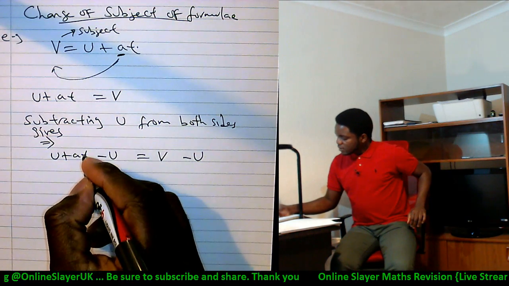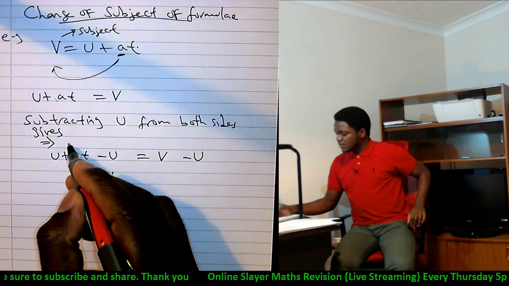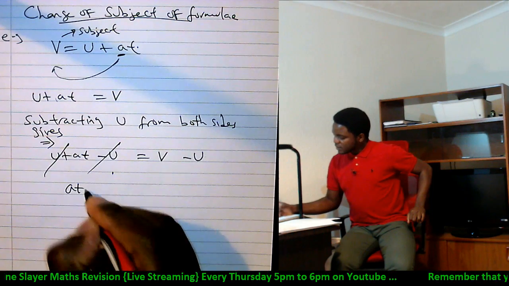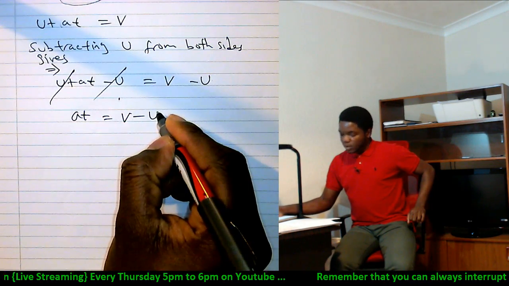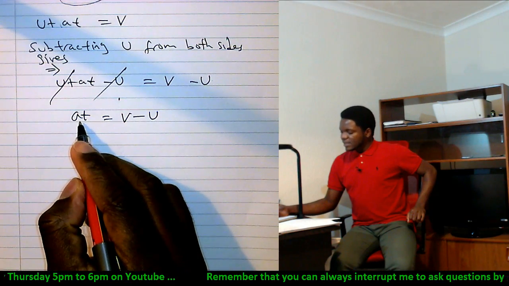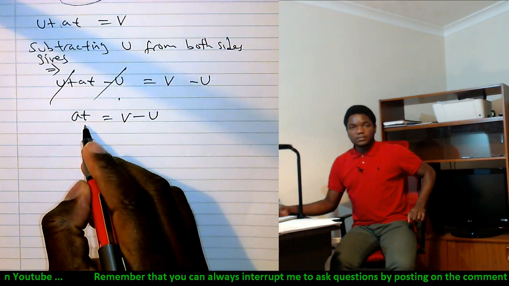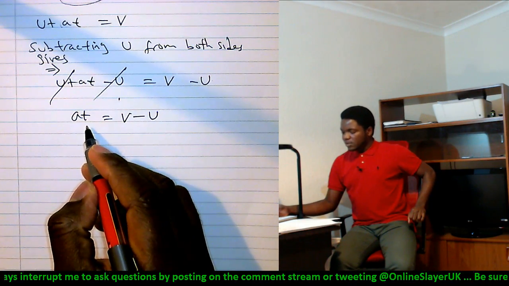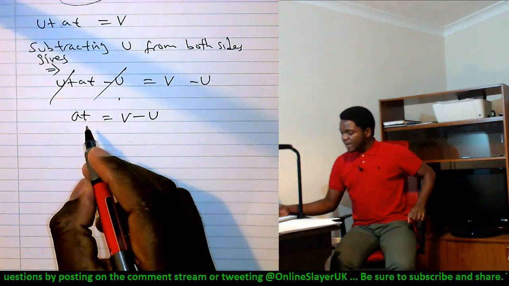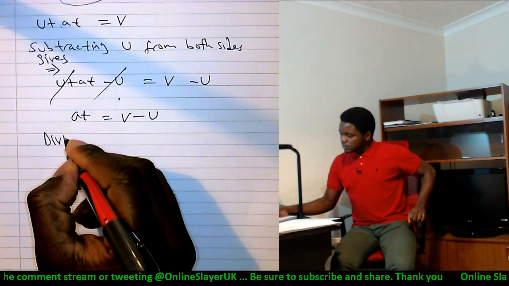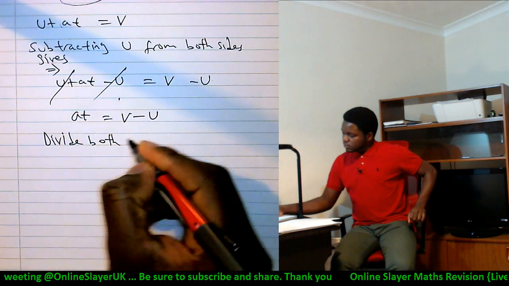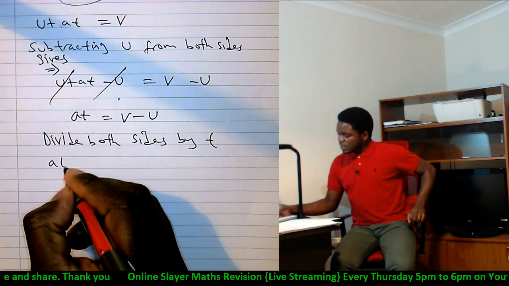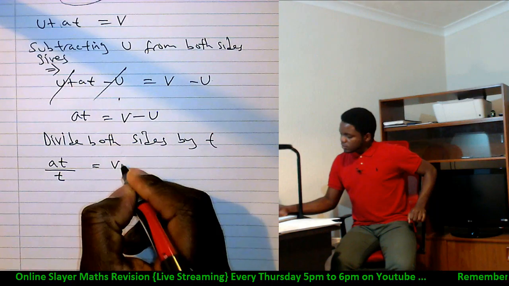Now that we've agreed to subtract u from both sides, you'll notice that this u cancels this, because it's like 2 minus 2 cancels. You're left with at equals v minus u. We're almost there. We want to have a as the subject, so this t needs to go. But what is this t doing to a? It's multiplying a. So the opposite of multiplication is division. So you divide both sides by t, and that gives you at over t equal to v minus u.